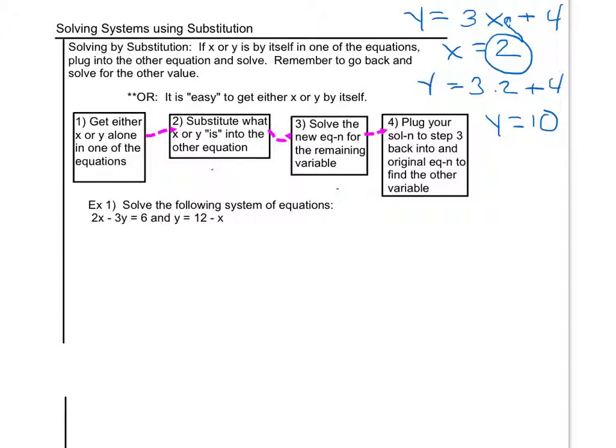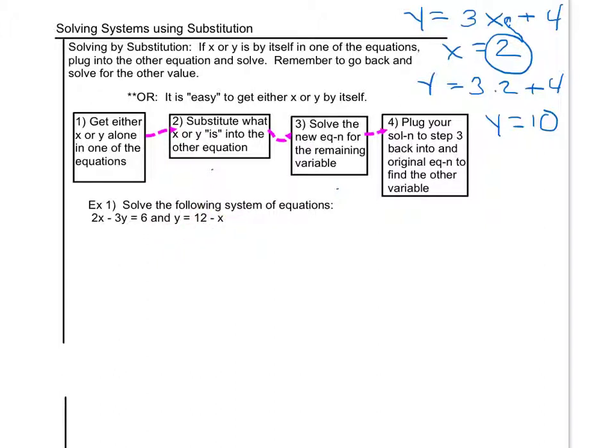So looking at example 1, if I want to solve the system of equations, here's my first equation, here's my second one. I notice on my second equation, y is by itself here on the left. That's fantastic because I can skip right over step 1. Well, now that I know what y is, the equal sign means is, so this is telling me y is 12 minus x.